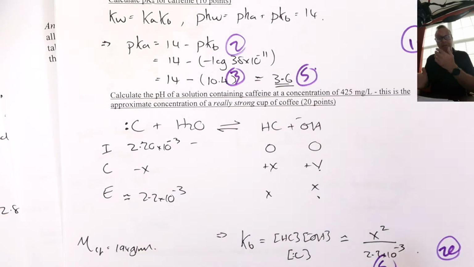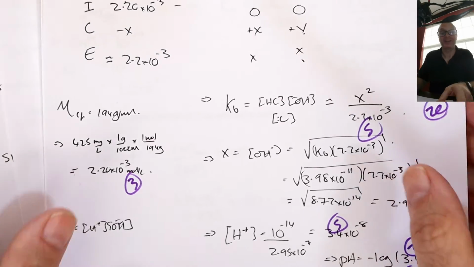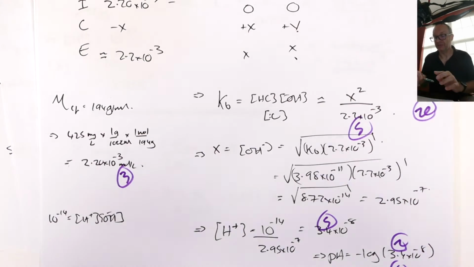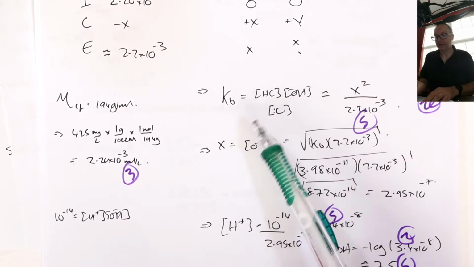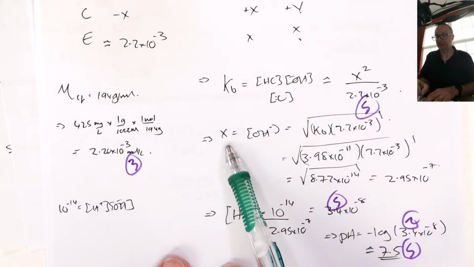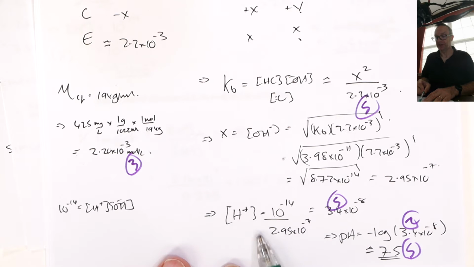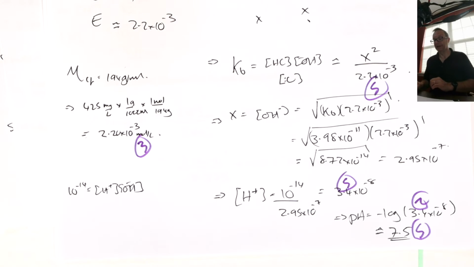Weak-base approximation is fine. A couple of you didn't do the weak-base approximation and gave yourself more work, but the same answer, doesn't matter. The rule of thumb is always do the weak acid or weak-base approximation. So, just rearrange it, the usual thing. Now, X, of course, is the hydroxide concentration. Once you've got the hydroxide concentration, you can turn it into pOH, pH in the usual way. So 7.5 for that one.